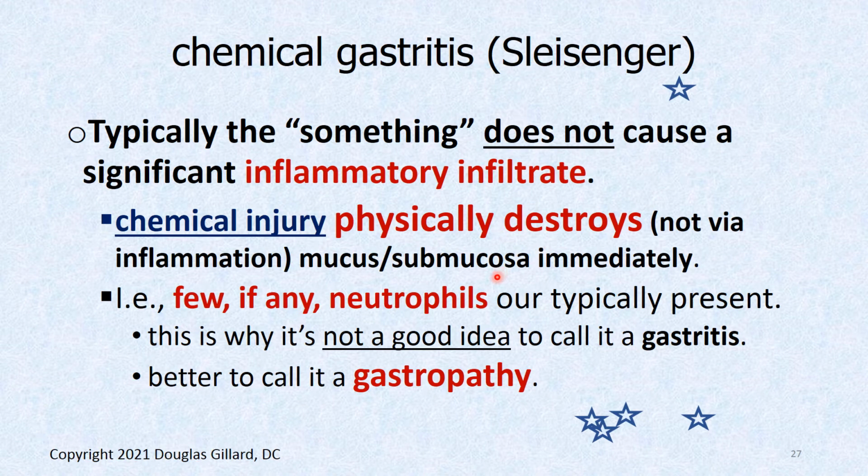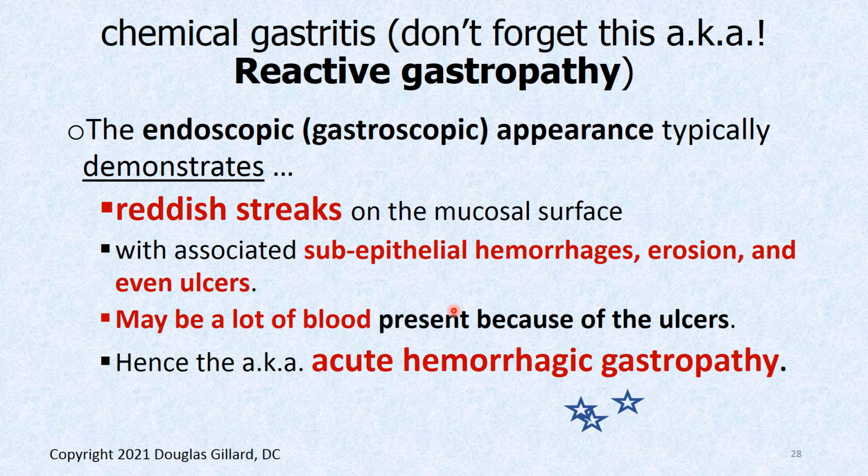To that point, when pathologists look at a sample of tissue in somebody with a chemical gastritis, they won't find any neutrophils, which are classic of inflammation, or very few of them. So they'll come in later to clean up the dead tissue, but it's not the cause. So that's why it's better to call it gastropathy again. Chemical gastritis, I do like that. I mean, reactive gastropathy, I do like that, aka.